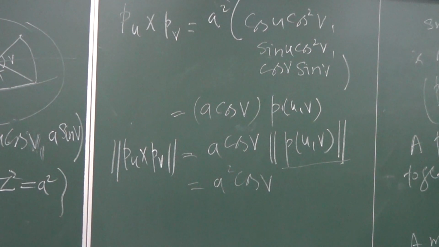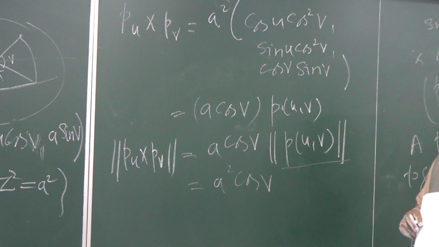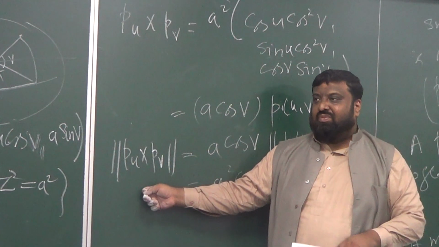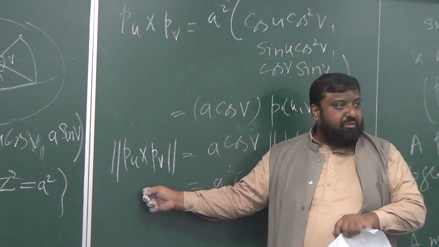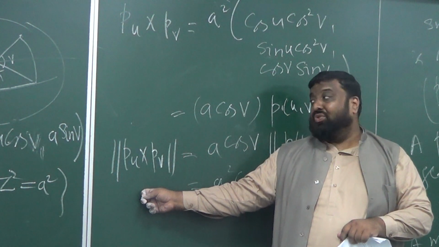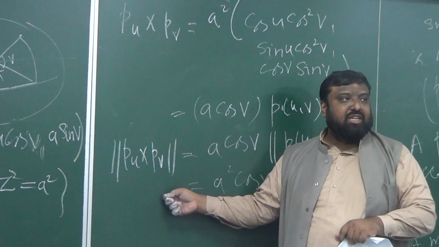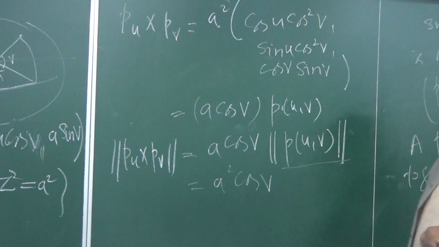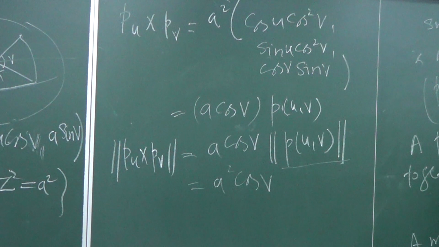Now, can cos v be 0? Yes, sir. Plenty of points actually, plenty of points where cos v can be 0. And if cos v is 0, then P_u cross P_v is 0. So if you want to find a good domain for which you can say that P really defines a surface, you have to remove some points from R2.